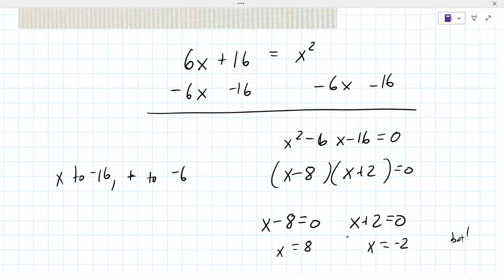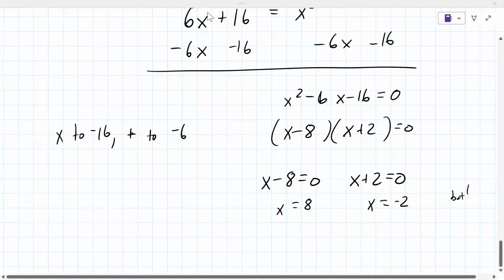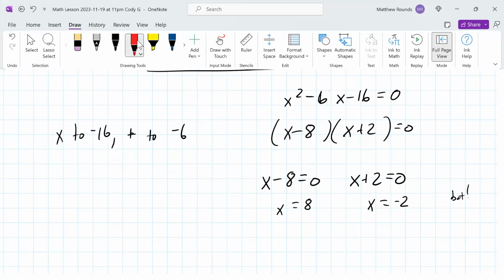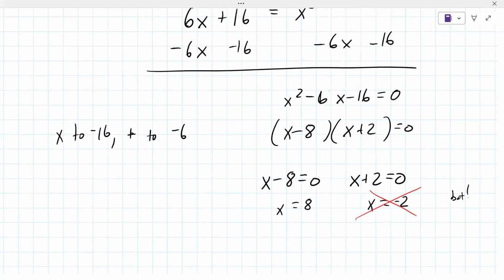But, it's a big but, you gotta check. To check, you put them back into the original. Now, because we don't have enough time, we're not going to get through everything. We'll just cross that one out and not worry about why for the moment.